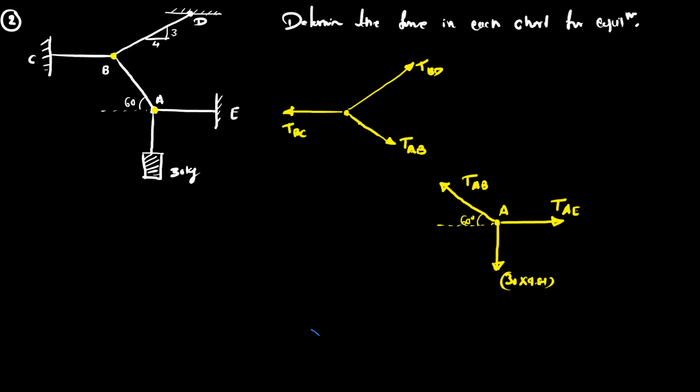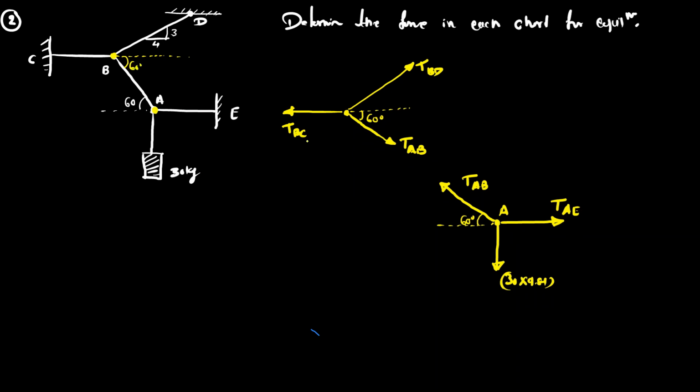Okay. Now for tension AB, the angle is the same. So this is 60 degrees. So just observe here in the diagram. If you draw one horizontal line, this is 60 degrees, so this will be the alternate angle. So this is also 60 degrees.